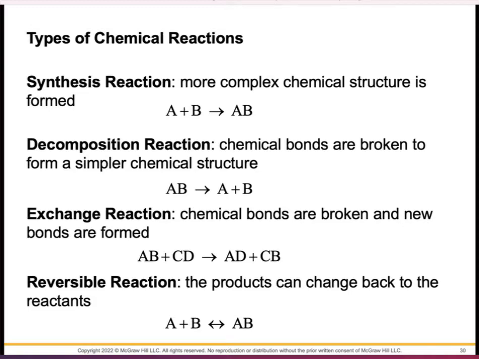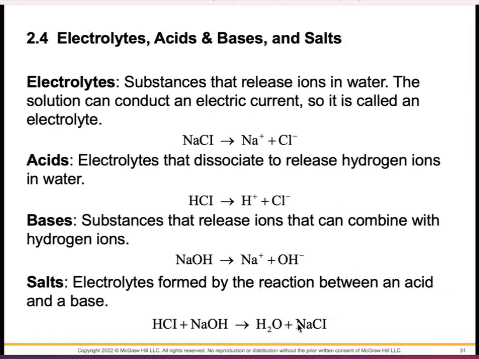Reversibility is also a quality of exchange reactions. A reversible reaction is when the products can change back into the reactants. A plus B can yield AB, and then AB can yield A plus B. So they go back and forth. That is a reversible reaction.